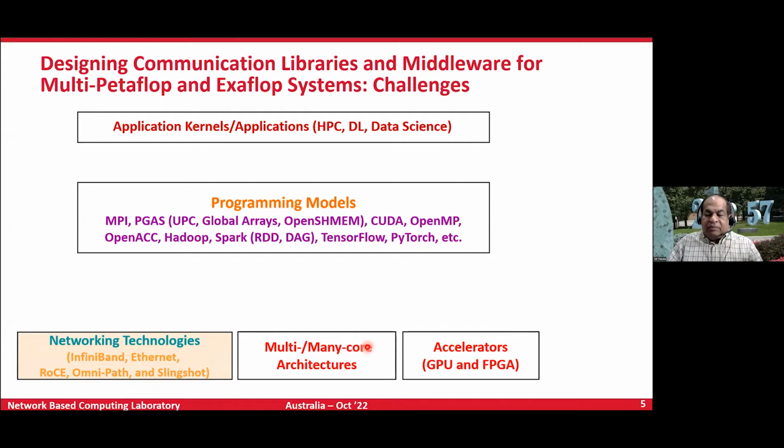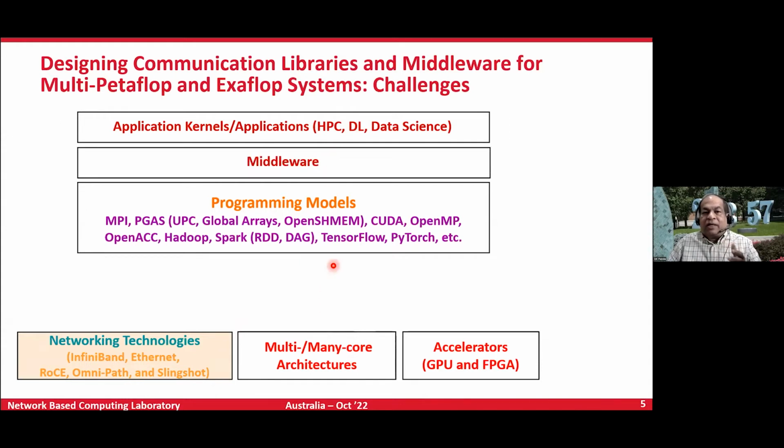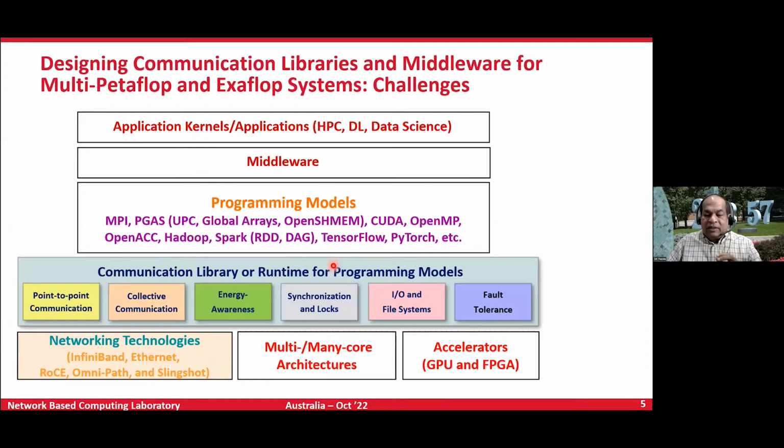I call this, below, you can think of it as a supply side. And then at the top is the demand side. That means the application kernels and the applications, the end users need that performance. So now the question is, how do we bridge the gap? And this is where the role of the middleware comes in. And not only the middleware which is trying to support the programming models, but how do you design the communication library and runtime? And this is where it goes into how best we can implement different kinds of point-to-point communication, collective communication, energy awareness, synchronization, I/O, file system, fault tolerance, etc.